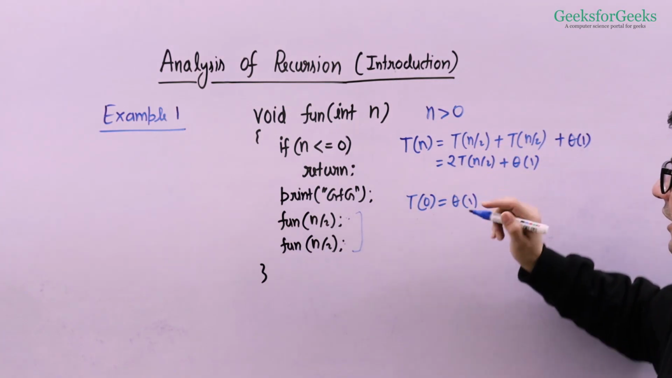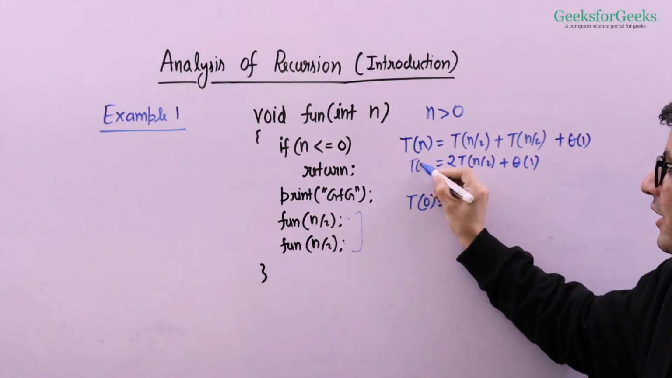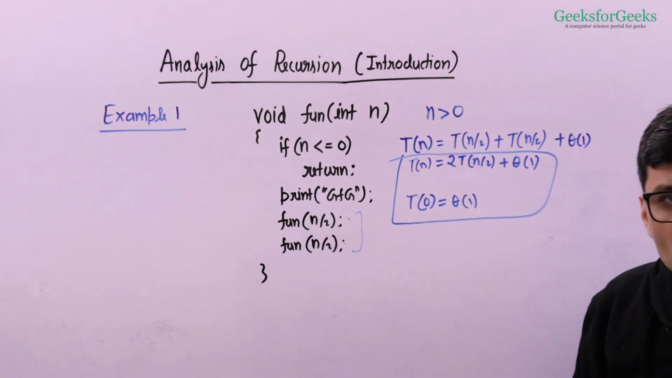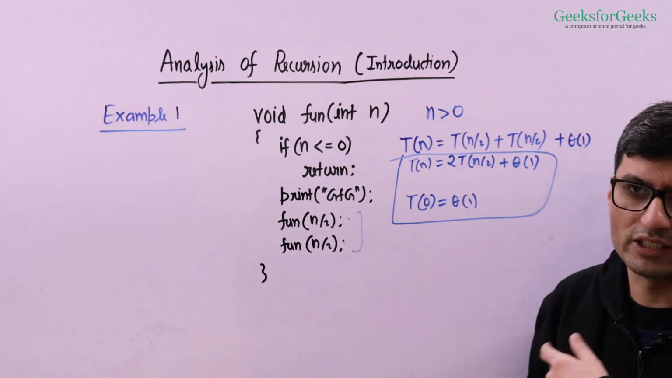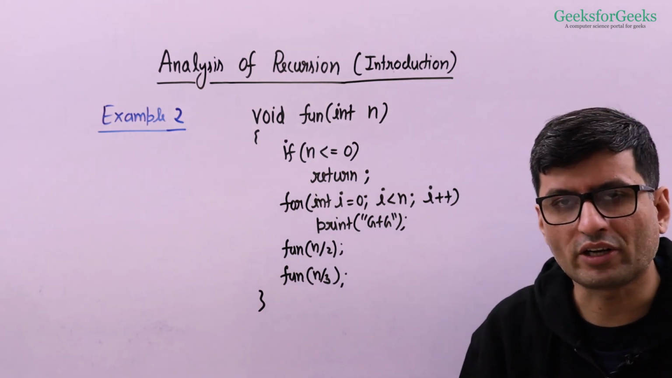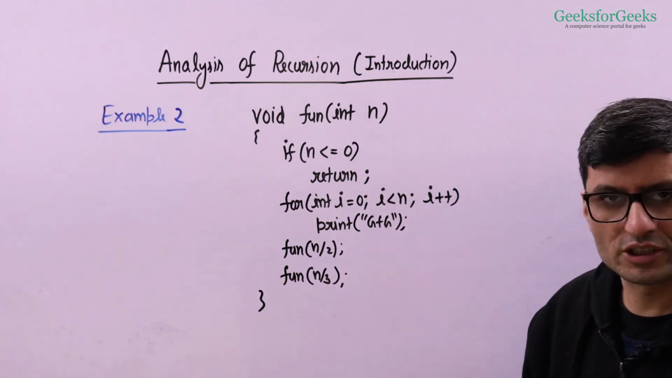So this is how we write the recurrence relation. This is our recurrence relation. This is our base case for recurrence relation. In the next video, we'll discuss how do we solve these recurrence relations. Here is an exercise for you. Please pause this video and try to write down recurrence relation for this function.